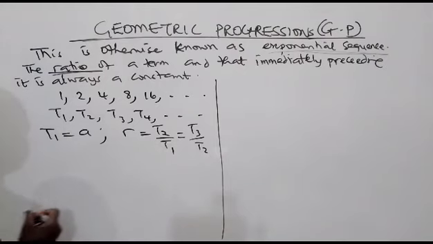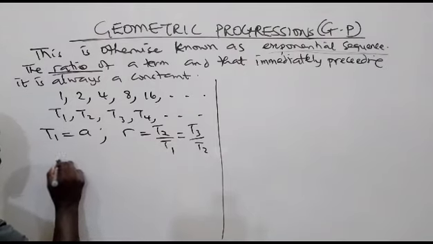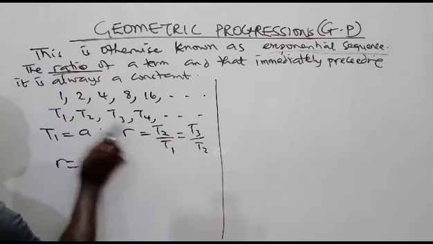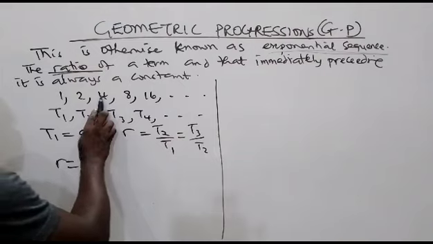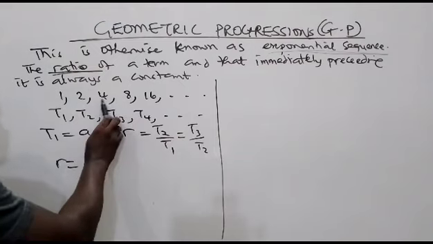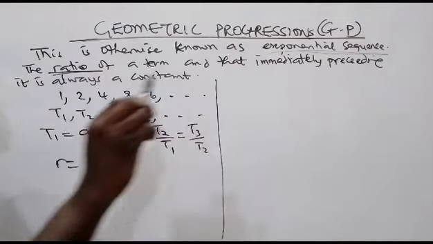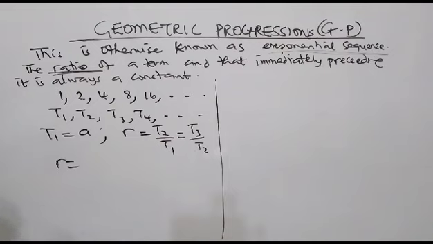So look at what we have on the board. The common ratio R can be 2. T2 divided by T1 is 2 divided by 1, that is 2. Or 4 divided by 2, that is 2. 8 divided by 4, 2. You realize that the common ratio is common for this sequence. So that is what we are going to get.